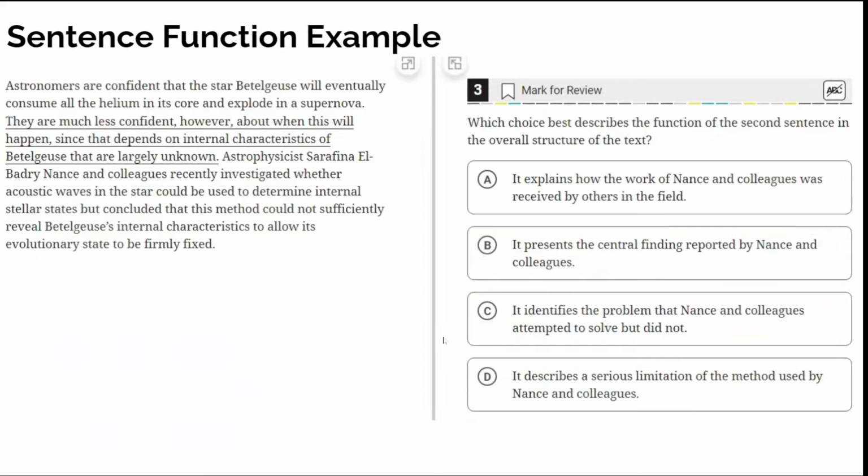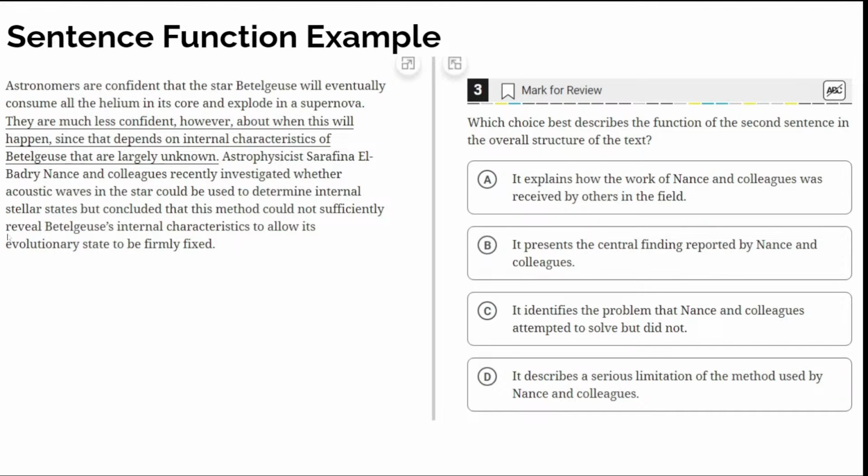So let's take a look at an example. This is exactly what you're going to see on the test. You're going to see this paragraph on the left with underlined text. That is how I know immediately that this is a sentence function case. And I can see the question says, which choice best describes the function of the sentence? But as soon as I see the underlined lines, I know this is a sentence function question. I just want to know, why is that sentence there? What is the purpose of that sentence? What is it doing? What does it accomplish?